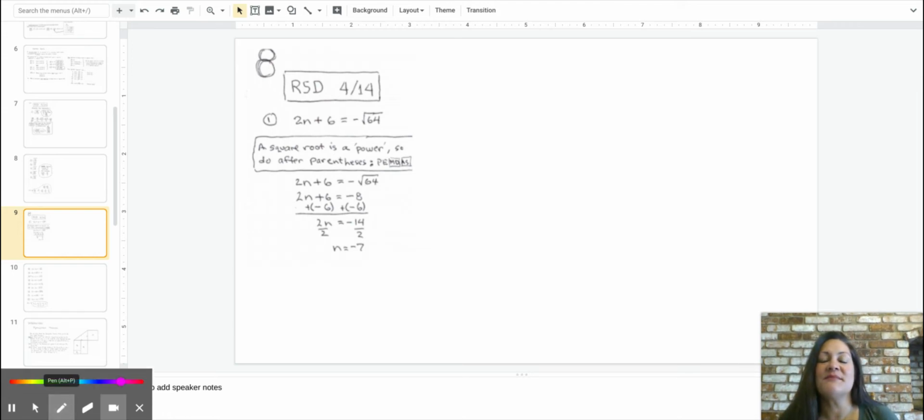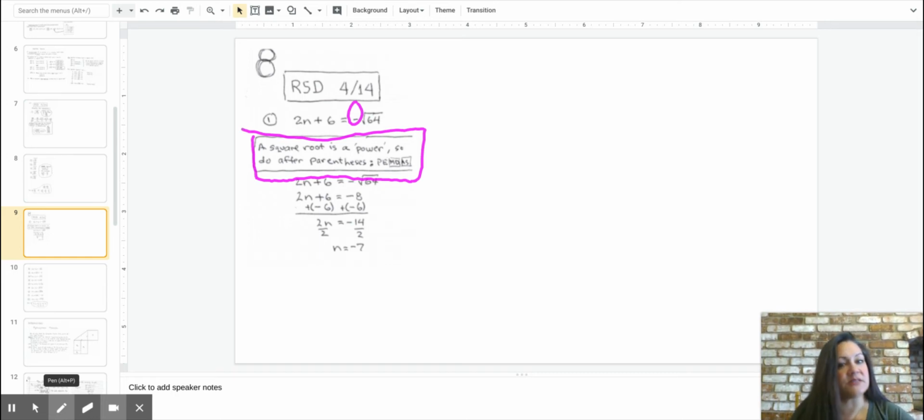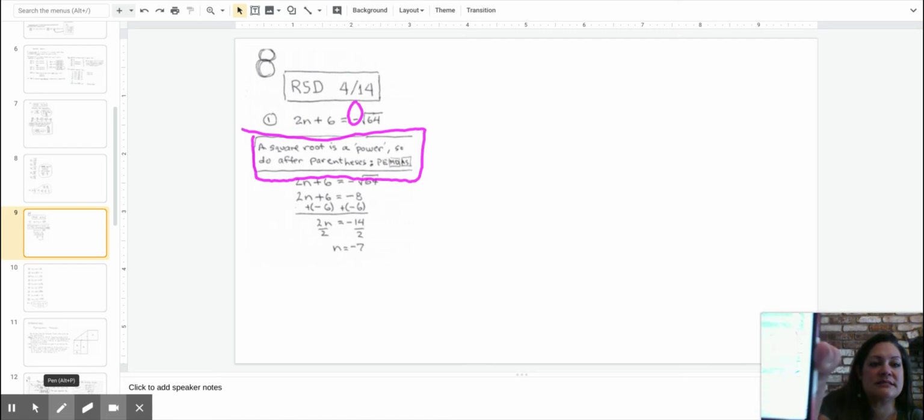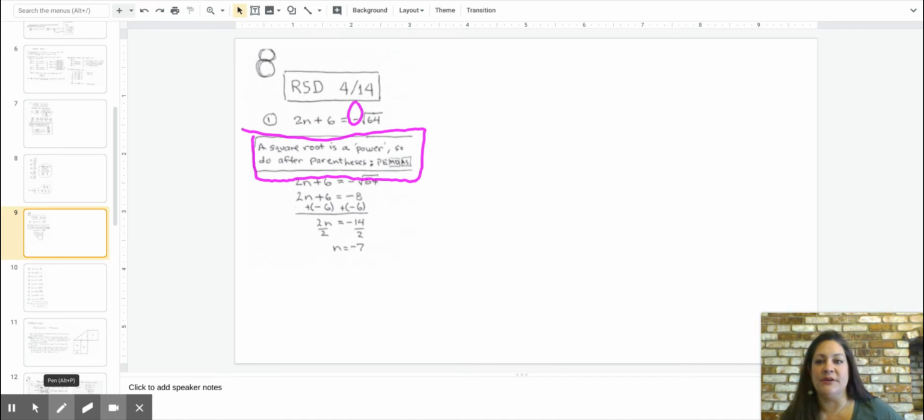My pencil here. So number 1 says 2n plus 6 equals negative square root of 64. So I see this negative symbol here. And so that lets me know that whatever the square root of 64 is going to be negative, which I know that square root of 64 is 8. It's a perfect square. Okay, so right here it says a square root is a power. So do after parentheses. So I pulled this up to remind you. Here it is. PEMDAS. Did it work? Oh, there we go. PEMDAS, parentheses, exponents, multiply, divide, add, and subtract. Okay, so that is a little review.